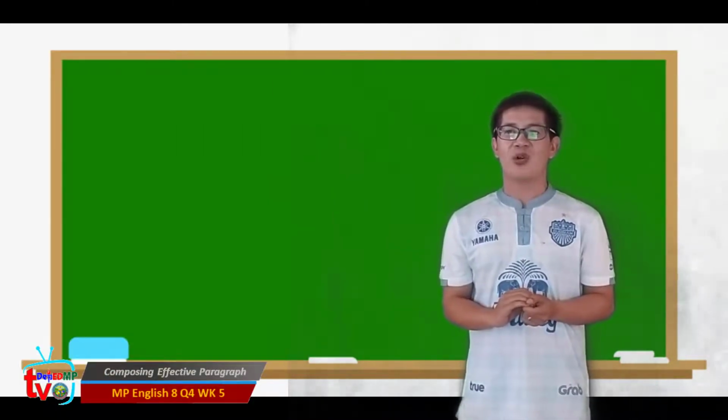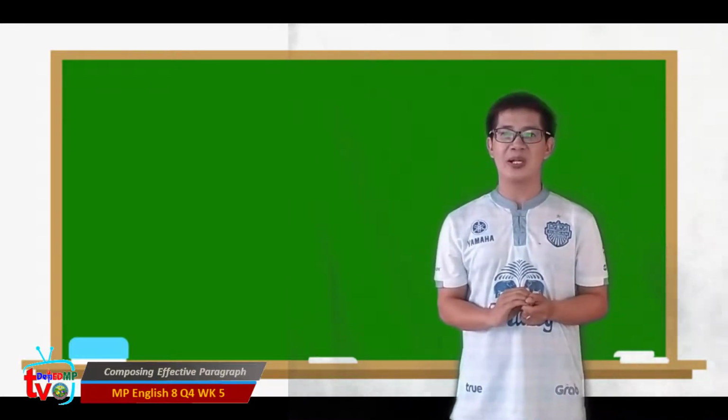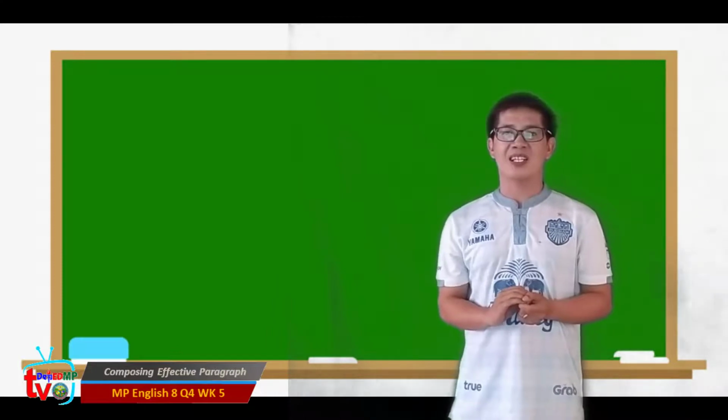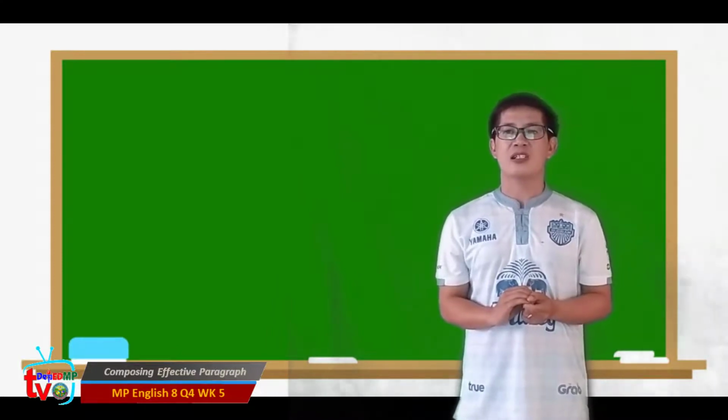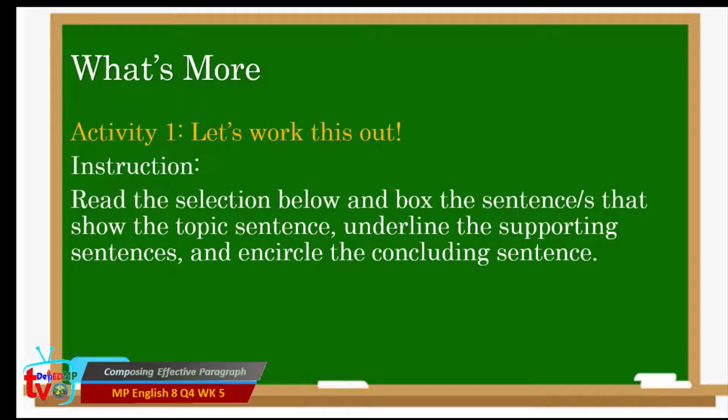Let us now check your understanding of the lesson that we have discussed by answering the activities. Activity 1. Let's work this out. Instruction. Read the selection below and box the sentence that shows the topic sentence. Underline the supporting sentences and encircle the concluding sentence.